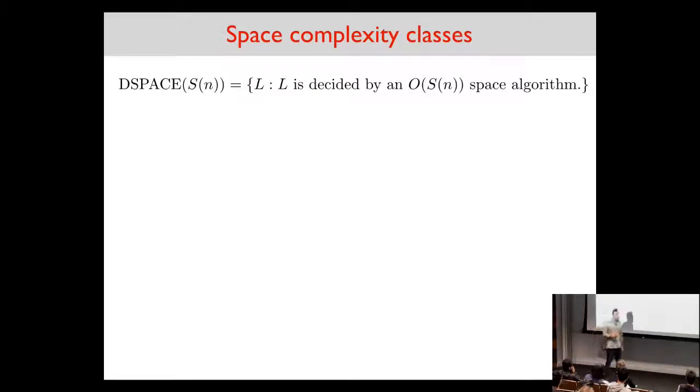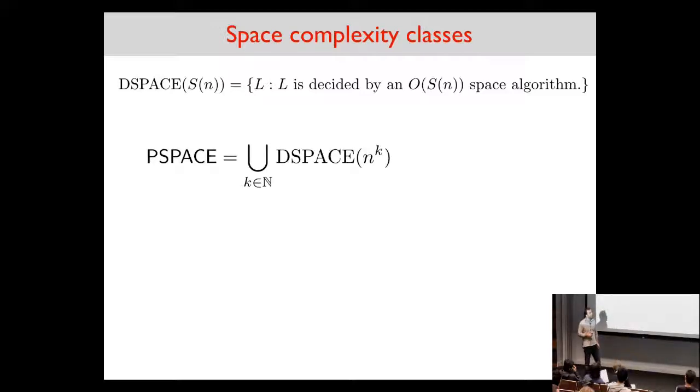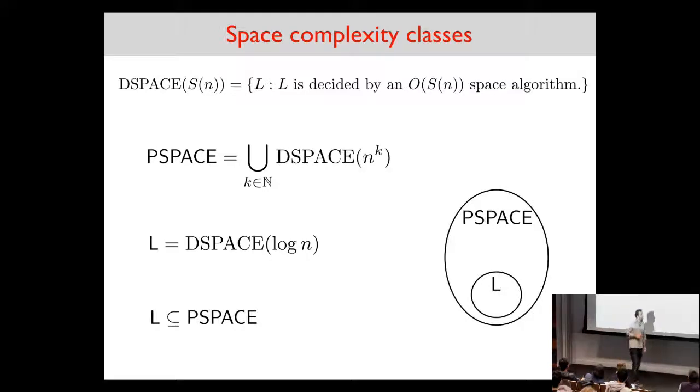Now for space complexity, we can define DSPACE(S(n)). This is the set of all languages decided by a big O of S(n) space algorithm. We can define polynomial space, right? So languages that can be solved using a polynomial amount of space. We can define log space, which is denoted by L, another very important complexity class, which is DSPACE(log n). Okay, so this is big O of log n. And by definition, of course, you can see that L is contained in PSPACE.